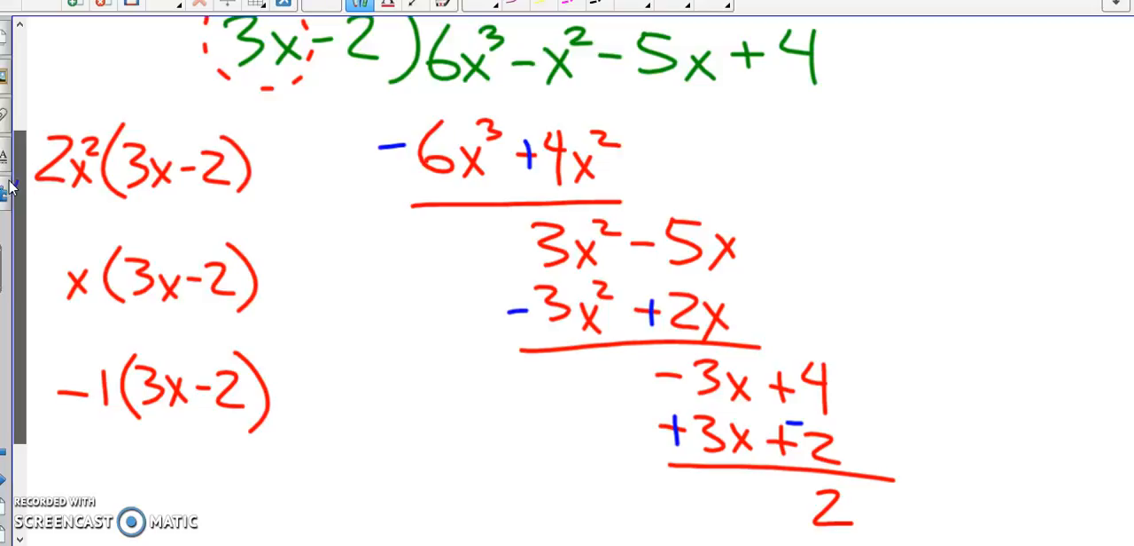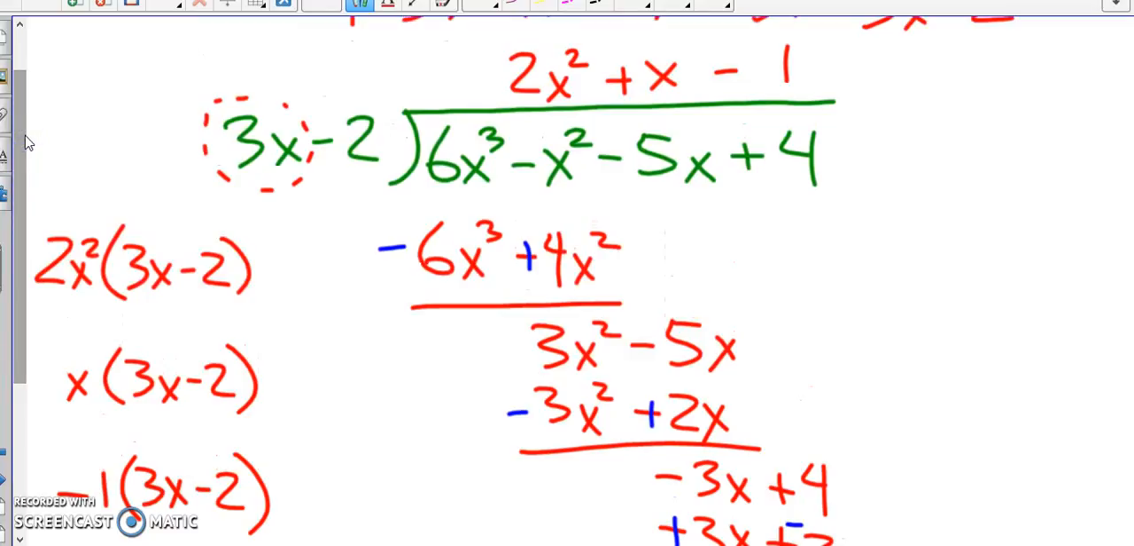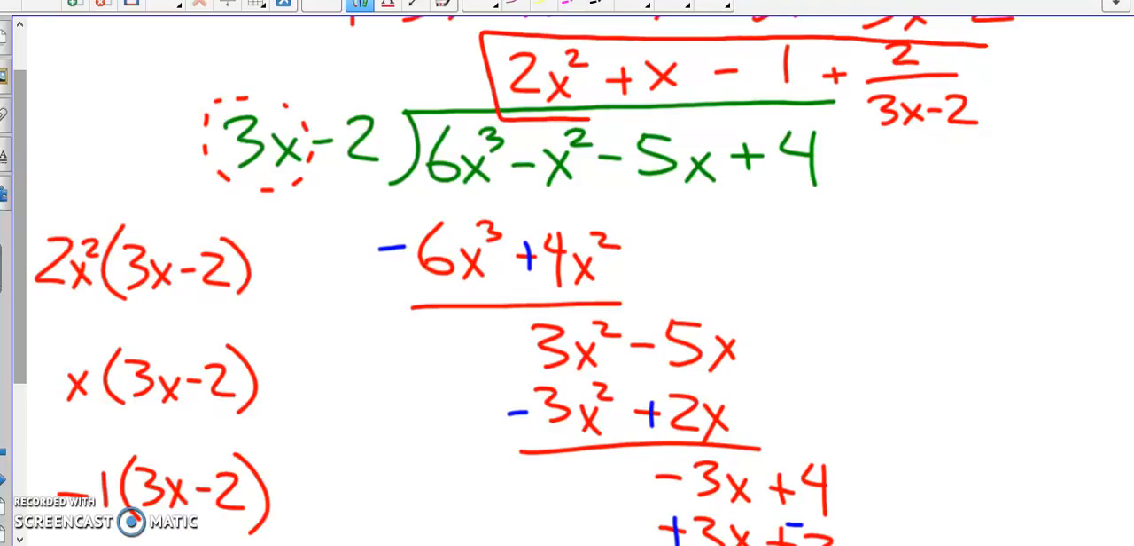How do you know when to stop? Right there, why? Yeah, 3x doesn't go into 2. So, at that point, 2 is your remainder. So you're going to come back up here and you're going to go plus 2 over 3x minus 2. And this would be your answer right here.